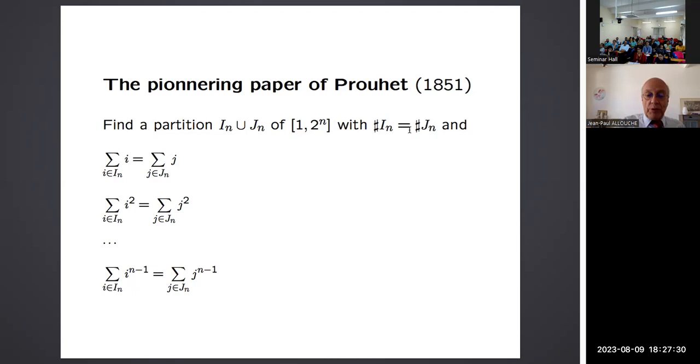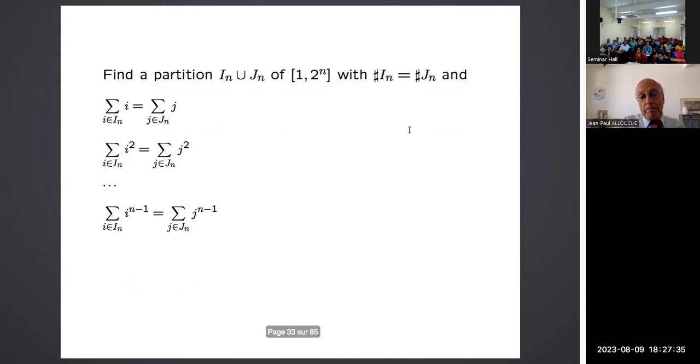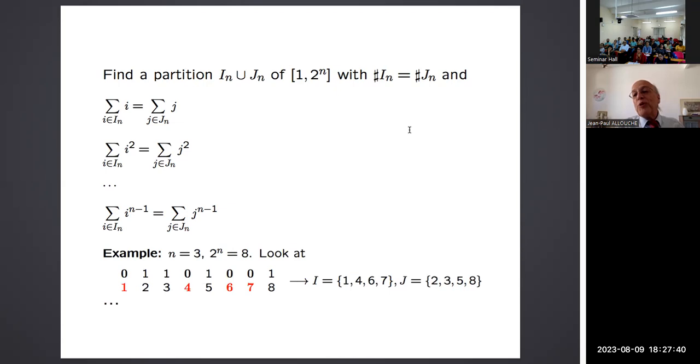And he says, look, there is a possibility to do that easily. Namely, take the sequence, which was not called the Thue-Morse sequence yet, the sequence 0, 1, 1, 0, 1, 0, 0, and so on, and truncate it. For example, for n equal 3, 2 to the n equals 8, so you want to make a partition of 1 to 8. The idea is you take the prefix of length 8 of the sequence of zeros and ones, and you put in I those positions where the value of the sequence is 0, and in J those positions for which the value of the sequence is 1. So I equals 1, 4, 6, 7, and J equals 2, 3, 5, 8. Does it satisfy the conditions? Yes, namely, same number of elements, which is 4.